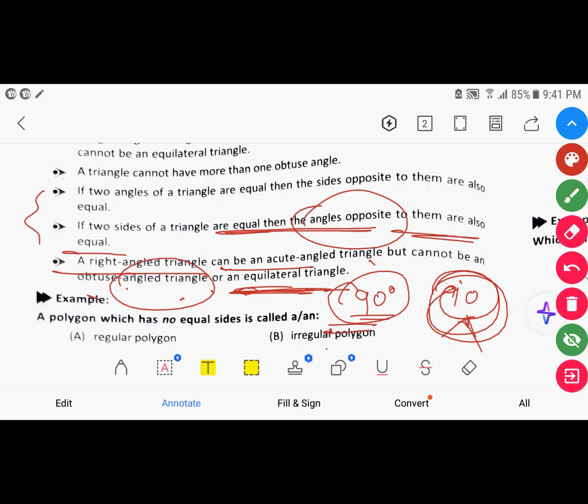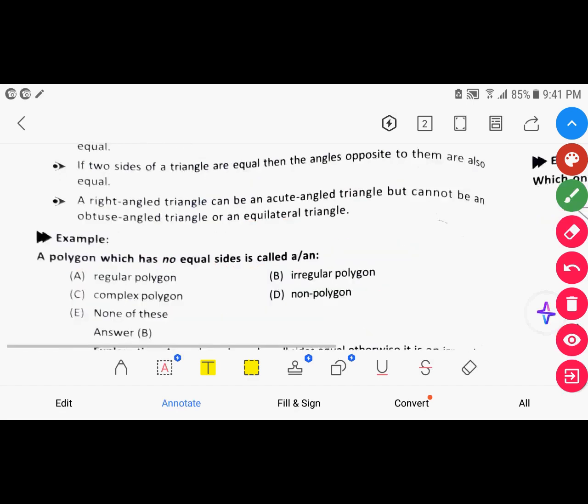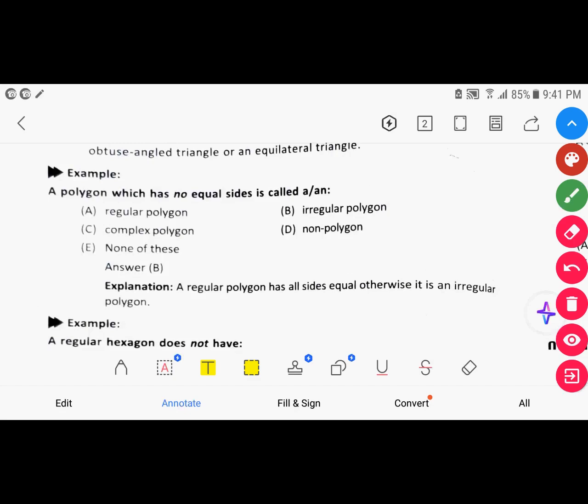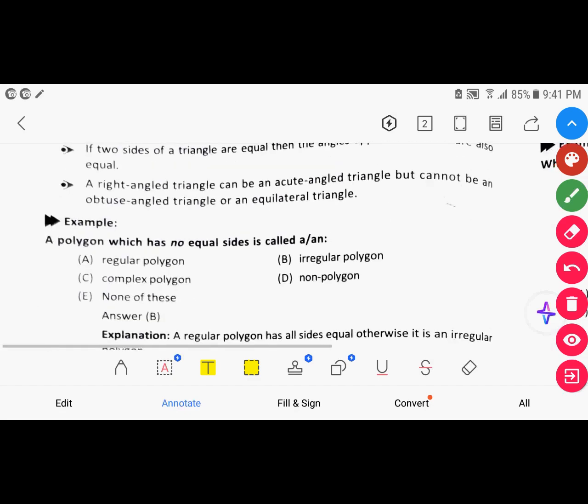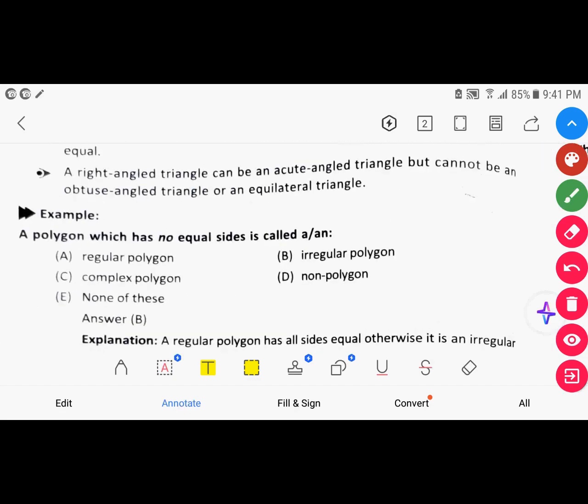And I already told you, in an equilateral triangle, all the angles are 60 degrees only, then only they can become an equilateral triangle. If the degree of an angle is not 60 degrees, it can never be an equilateral triangle. Okay, so the examples based on this we'll go through and then we'll stop here.